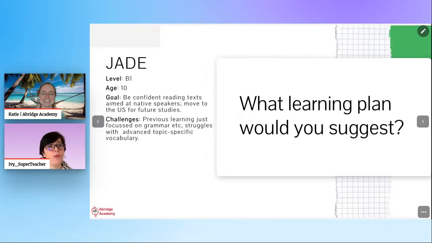Her initial goal was to become confident reading texts aimed at native speakers, and then later to move to the US for future studies. That's what the parents shared at some point. And the challenges are previous learning, just focused on grammar, etc. Yeah, she did struggle with motivation, especially being smart and everything. She just felt kind of bored in the structured lessons, and struggles with advanced topic specific vocabulary.